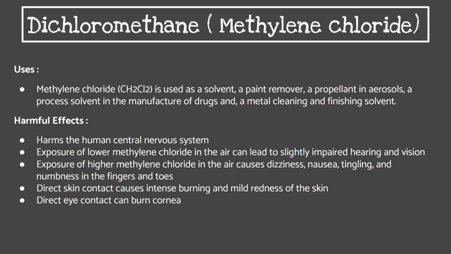Its harmful effects: it is harmful to the human central nervous system. Exposure to lower methylene chloride in the air can lead to slightly impaired hearing and vision. Exposure to higher methylene chloride in the air causes dizziness, nausea, tingling, and numbness in the fingers and toes. Direct skin contact causes intense burning and mild redness of the skin. Direct eye contact can burn the cornea. So this is dichloromethane, also known as methylene chloride. Its chemical formula is CH2Cl2.